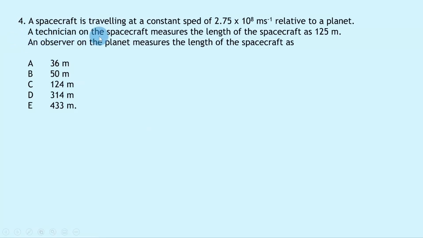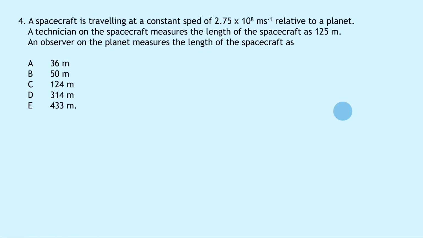Question 4 says a spacecraft is travelling at a constant speed of 2.75 times 10 to the 8 meters per second relative to a planet. A technician on the spacecraft measures the length of the spacecraft as 125 meters. An observer on the planet measures the length of the spacecraft as... Well, notice that this is a length contraction question, and we're told that the technician on the spacecraft measures a length as 125 meters. So that is going to be the proper length L, because the technician is in the frame of reference of the thing that he's measuring, whereas we're asked to find the length as measured by an observer on the planet. So that's going to be L dash or L prime that we need to find.